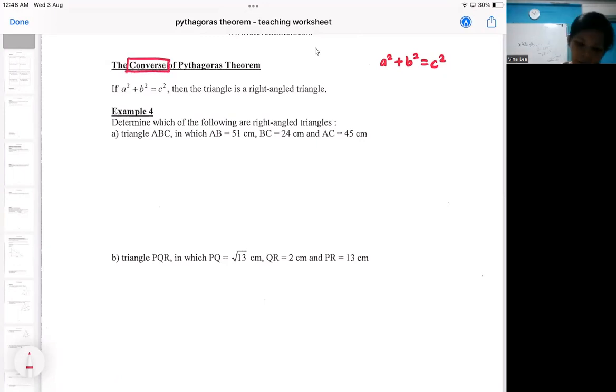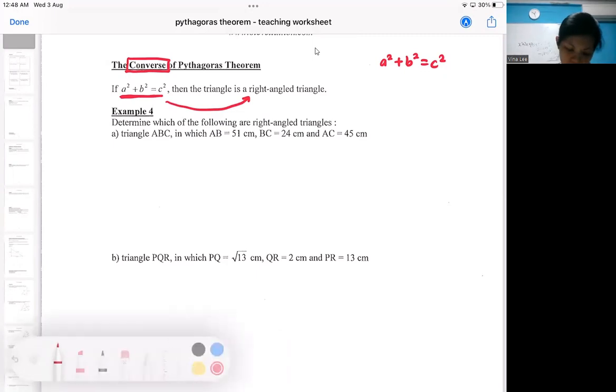That means as long as it matches the formula, we can also imply that the triangle is a right angle triangle. So in such a way, how do we do such a presentation? Here we have 3 examples.